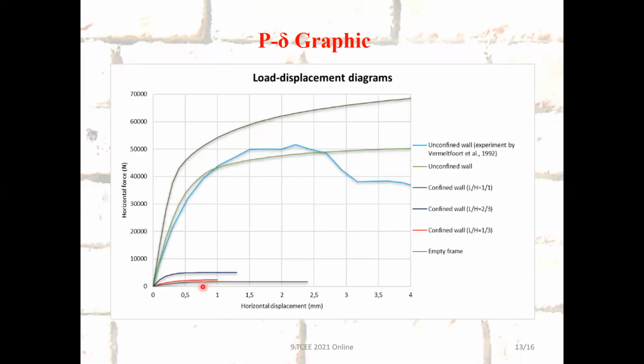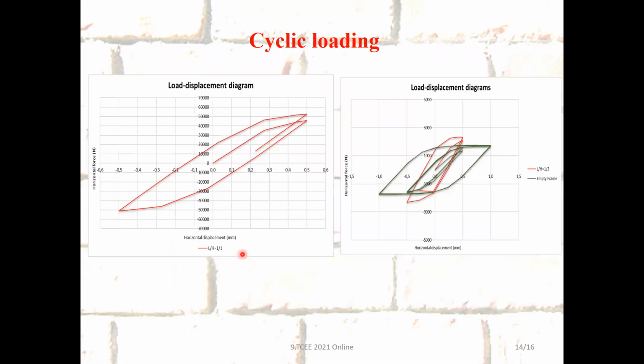Here you can see the load deflection curves of the experiment. It is seen that the confined wall models have much more strength than unconfined wall models. The walls which produce the short column effect have very low strength here. It can be noticed that there is a huge difference between the fully infilled masonry wall and the 2/3 and 1/3 infilled masonry wall systems. You can see the graph of the cyclic loading.